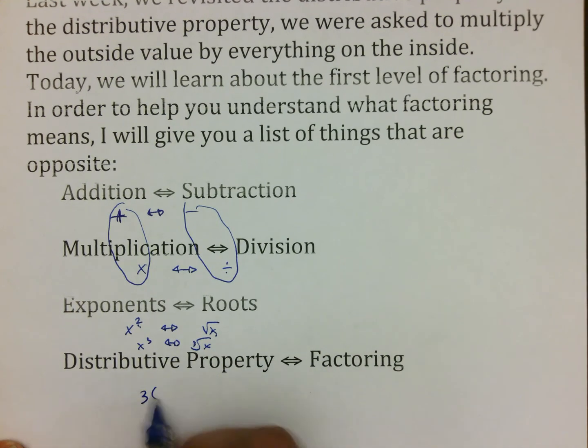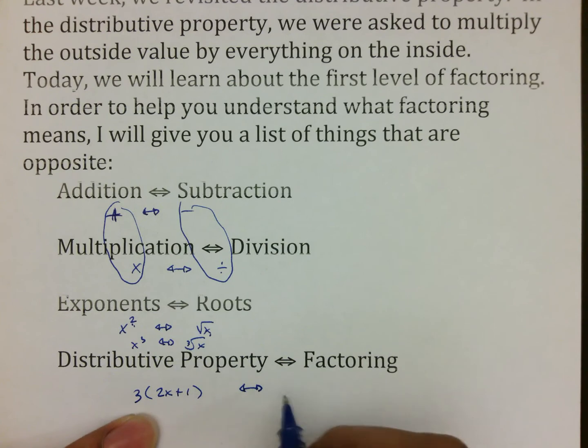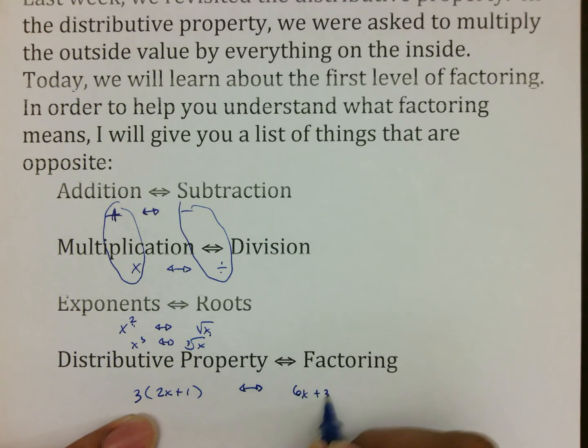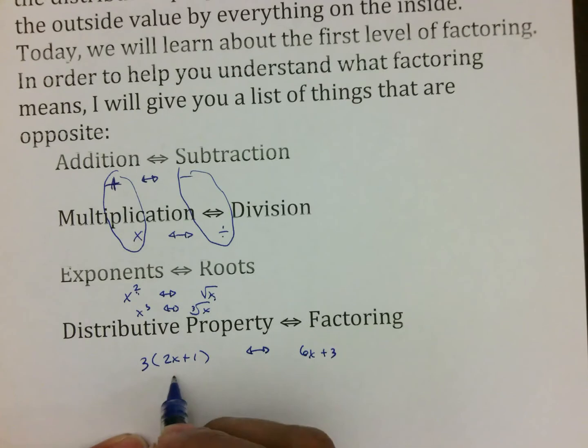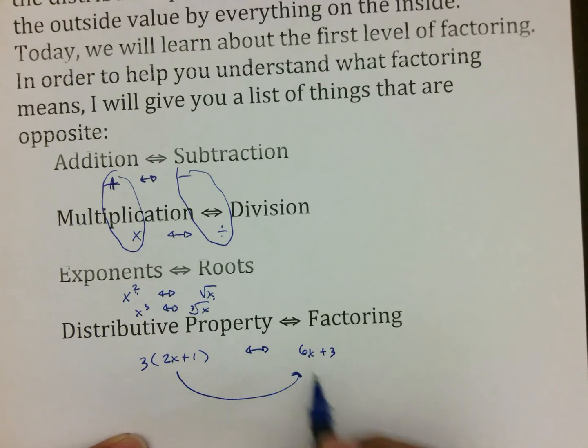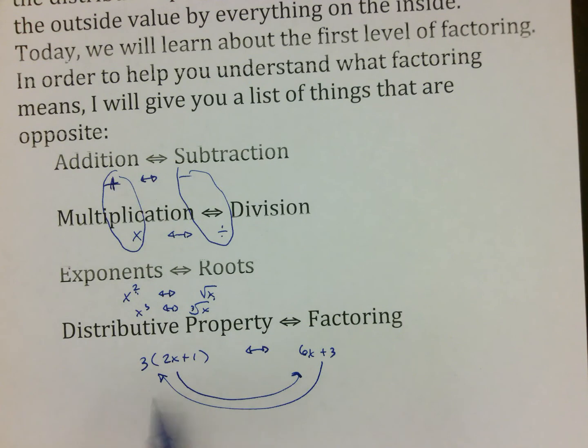But again, distributive property means I start out with this answer, 3 times 2x plus 1. Factoring means I start off with this kind of answer, 6x plus 3. Notice that's your 6x plus 3. So again, whenever you distribute, you want your answer to go this way. Whenever you factor, you want to start here and end off with your answer looking that way. So again, the key thing with this is you're simply changing forms.